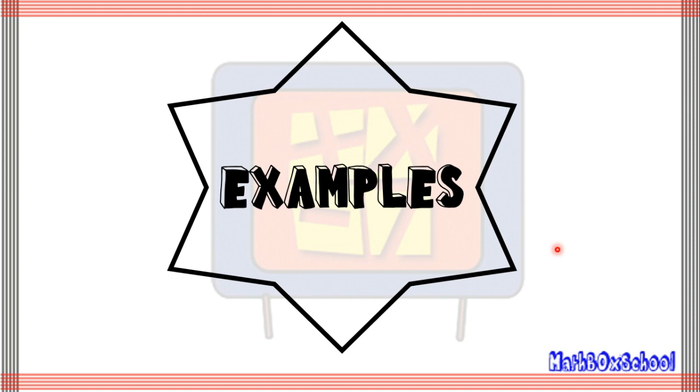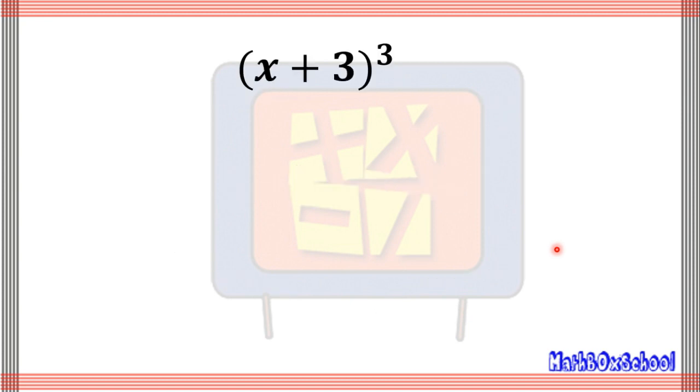So, now let's have examples. Let's have our first example. Suppose we have x plus 3 cube. So, x po will be the first term and then 3 will be the second term. Okay, so una, cube of the first term. So, na-cube natin si first term which is x.